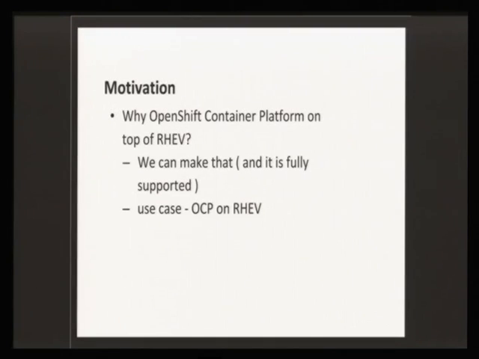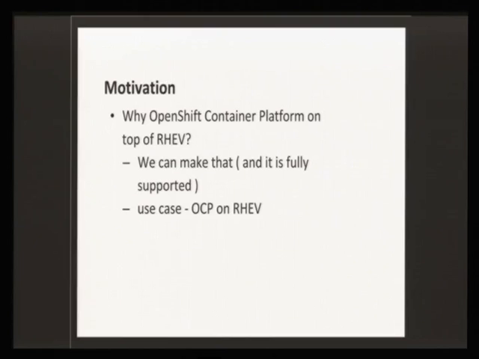In the previous talk, it was mentioned that it is good when you have someone to call at 3 a.m. to give you support on a particular problem, and this is, for example, one of the motivation reasons. We can build Openshift on top of RHEV, and that is fully supported. If you are a Red Hat customer, that means a lot. So that could be one reason for motivation for this problem.